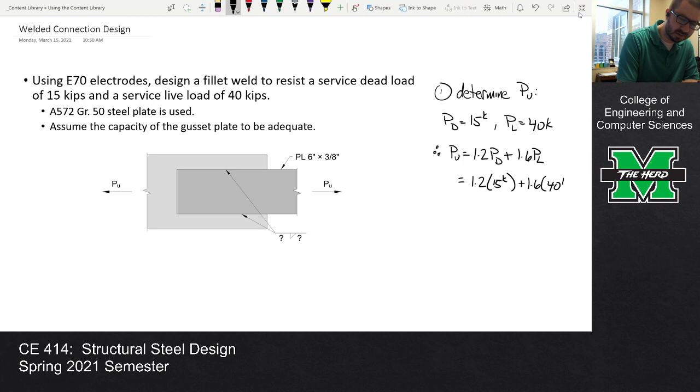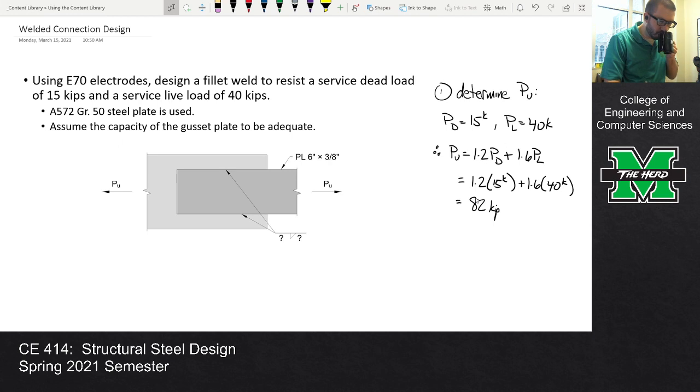Anybody have an answer on this? 82. Do I have a second on that? All right. Okay. So that's step one. Okay, and now step two, we need to choose a weld size.